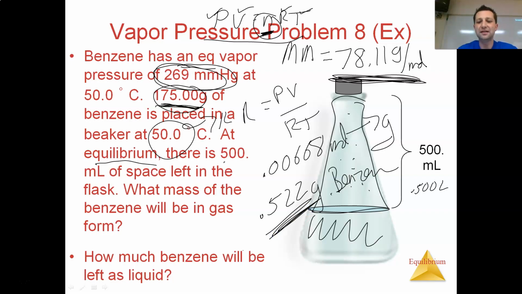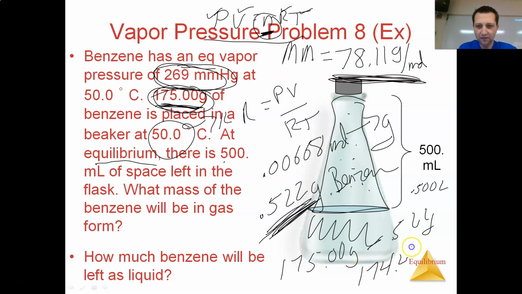This is how much benzene is in the gas state, okay? Because we used PV=nRT, the ideal gas law, to figure out what it is. So if 0.522 grams are in the gas state, the rest of it is in the liquid state. So you do 175.00 grams minus 0.522 grams, and that'll give you what the liquid will be. And I get 174.48 grams of liquid benzene if you do sig figs the right way. Okay? So that takes care of that one.